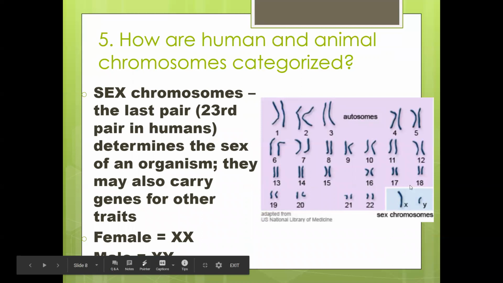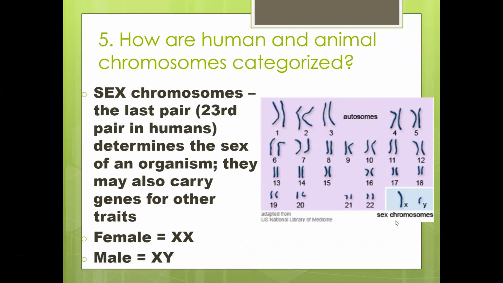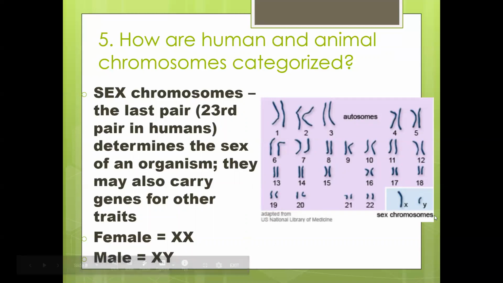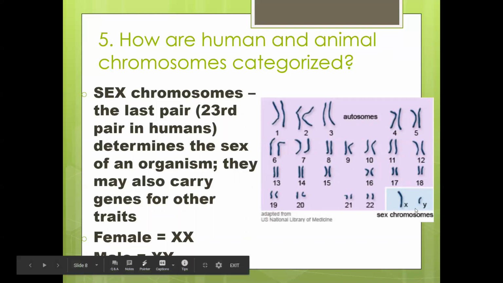Like I was saying before, your sex chromosomes, that's your 23rd pair of chromosomes, determine the sex of an organism. For us, if you are a female, you are an XX, and if you are a male, you are an XY. So this karyotype right here, that's what this image is called with all these chromosomes organized. This image represents a male. If it had two X chromosomes, that would be a female.